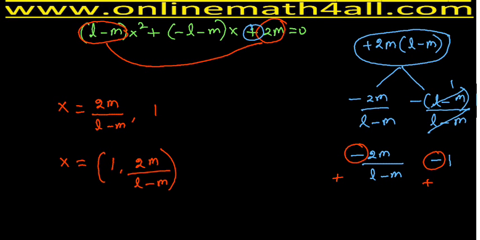When we see this problem, L negative m times x square positive negative L negative m times x positive 2m is equal to 0, the students may think this problem cannot be solved using factoring, and that it has to be solved only using the quadratic formula. Actually, if we use the quadratic formula, it will take more time and more work whenever we don't have numbers as the coefficient of x square, the coefficient of x, and also the constant term.